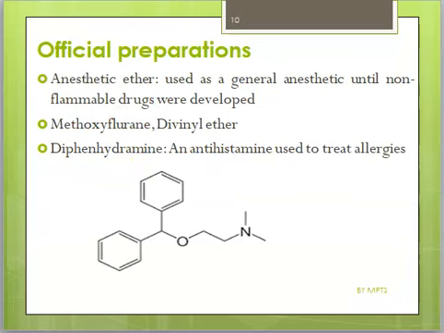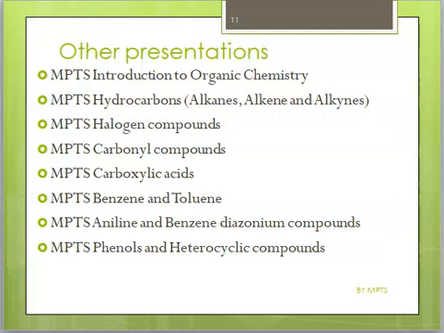What are the official preparations? We have anesthetic ether, which is used in general anesthesia, but of course this is no longer used. It's the ethyl ether. We have methoxyflurane, divinyl ether. All these ones were once used in anesthesia. However, we have an antihistamine called diphenhydramine, as the structure shows. See, there is an ether group. It is used as an antihistamine to treat allergies. And these are other presentations which we have.